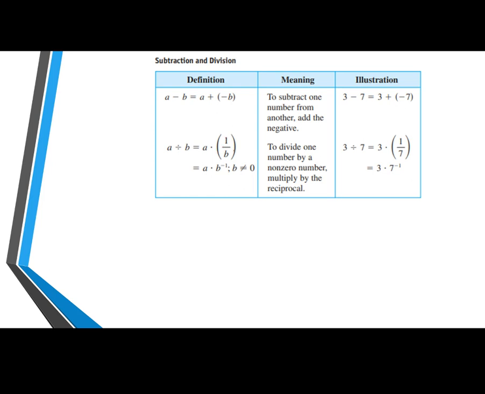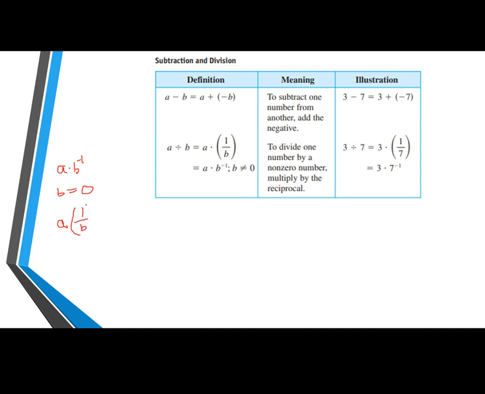1 over B. So A divided by B is equal to A times B to the power negative 1, where B is not equal to 0. Okay? There is a problem if B is equal to 0. So A times B to the negative 1, if B is equal to 0, is A times 1 over B.